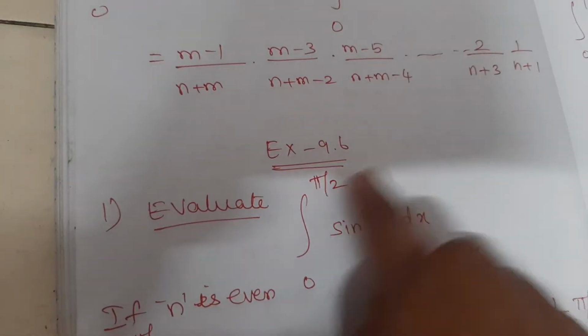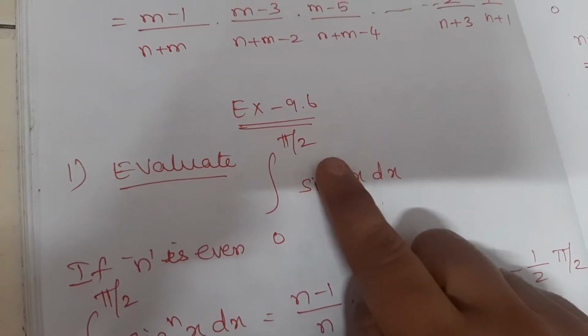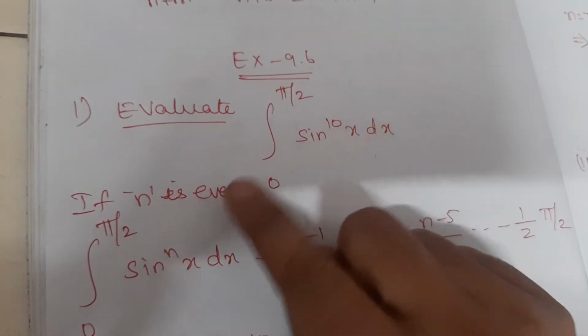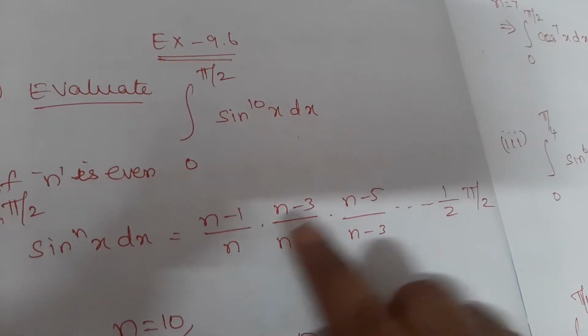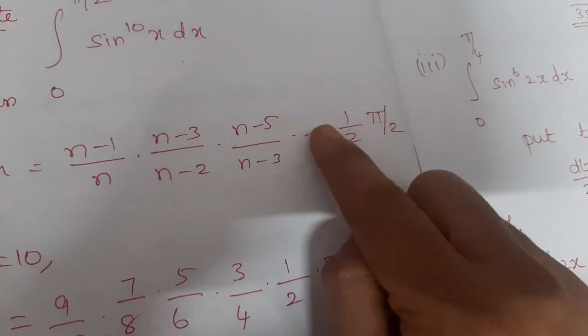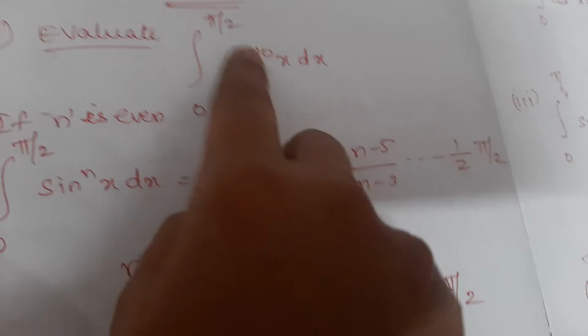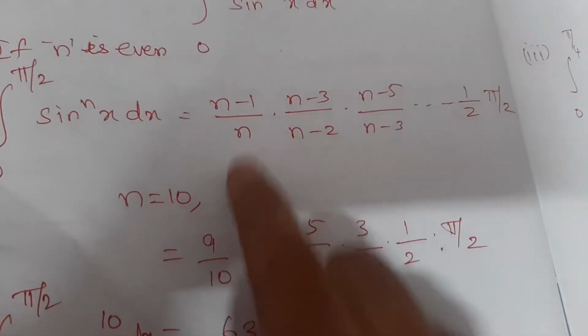So exercise 9.6, evaluate integral 0 to pi by 2 sin^10 x dx. So here n is even. So n is even means we have to use the formula (n minus 1) by n, (n minus 3) by (n minus 2), (n minus 5) by (n minus 4), dot dot dot 1 by 2 into pi by 2. So here n is equal to 10. So 10 minus 1 is 9 by n is 10.